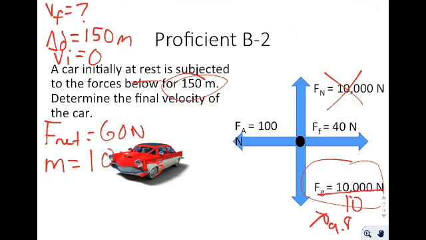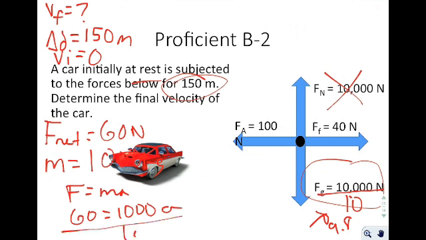kilograms is my mass. Now I've got a mass, I've got a force, I can solve for the acceleration. I'd say force equals mass times acceleration, or 60 equals 1,000 A. I would divide both sides by 1,000, and when I do that, I get an acceleration of 0.06. It's an extremely small acceleration in this particular example.